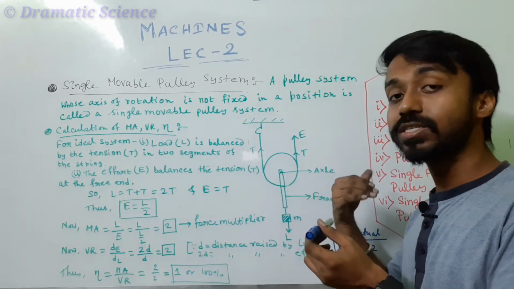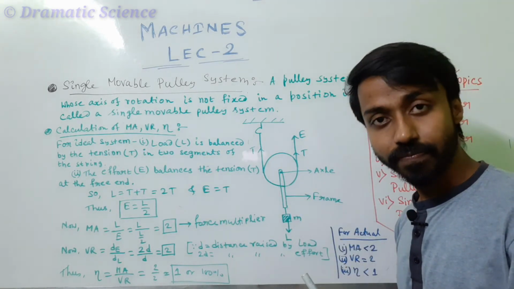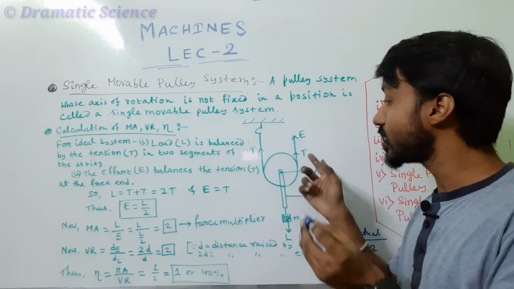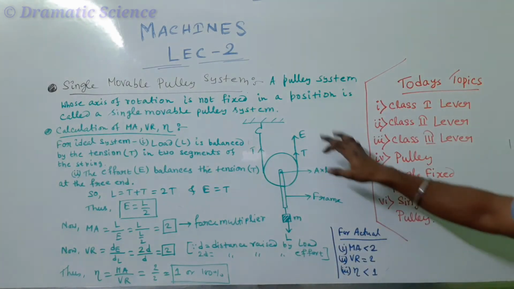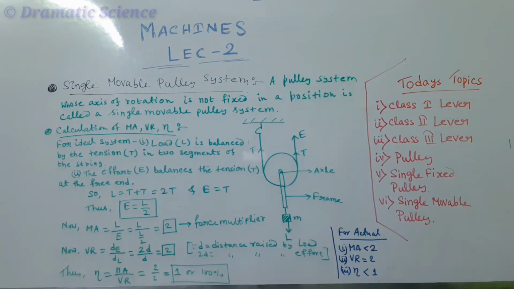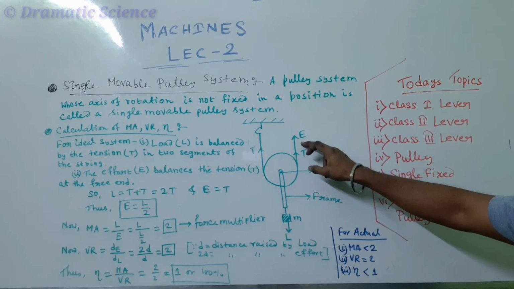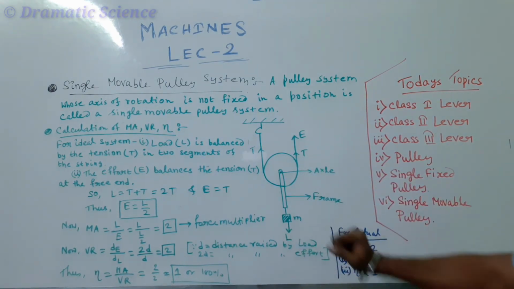Here the axis is moving, that's why T will not act towards the center. If the axis was fixed, then T and T would act towards the center. That's the concept. So E and T are in the same direction, and here T is in the same direction. Okay, so we are applying effort over here and we want to move the load, this L, right?